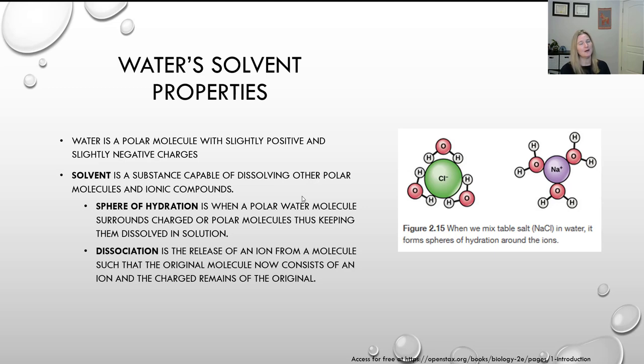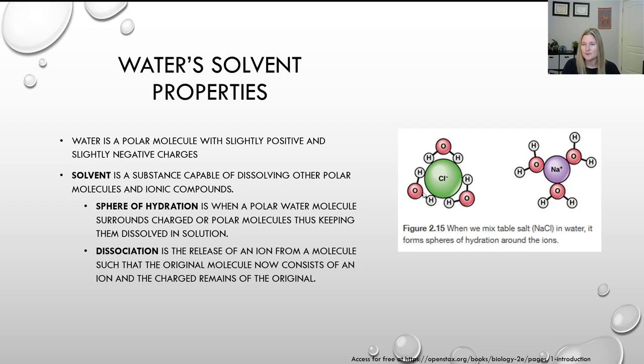That's the slightly positive hydrogen end of the water molecule versus the partially negative end of the water molecule that makes it polar. And because of that, it's going to be the universal solvent, where molecules that are partially positive or partially negative, or positive or negative, are going to be more attracted to it.